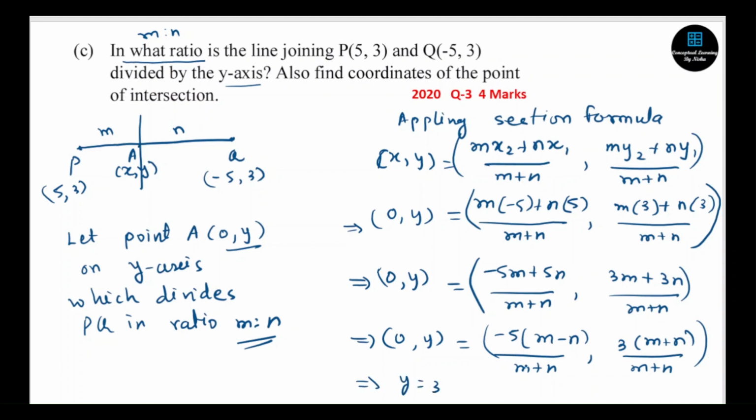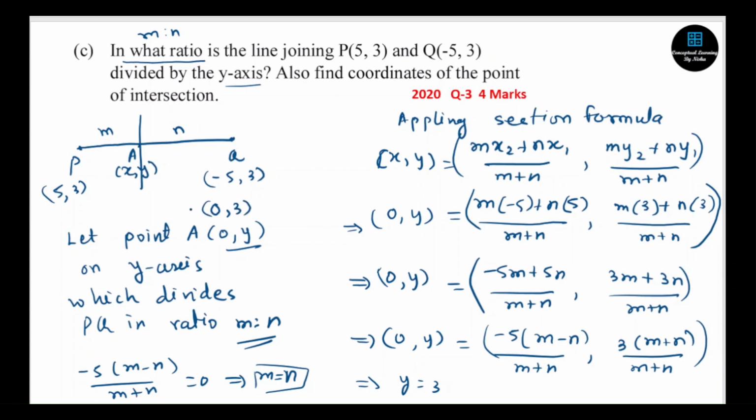Also when I simplify the x coordinate, what I'll get is minus 5 into m minus n upon m plus n is equal to 0, and then I'll get m minus n equals 0, so that gives me m equals n. So the ratio is 1:1, and the coordinate of this point A which divides it, I'll get 0, 3.